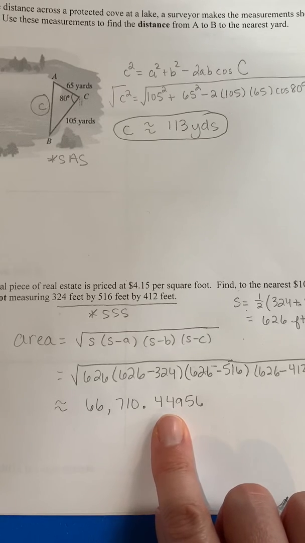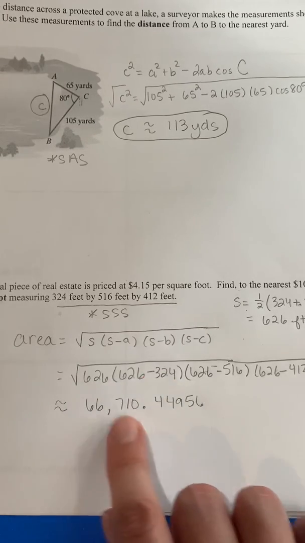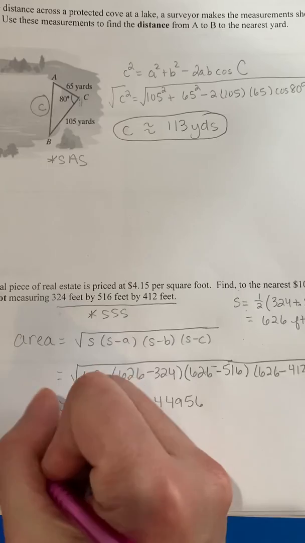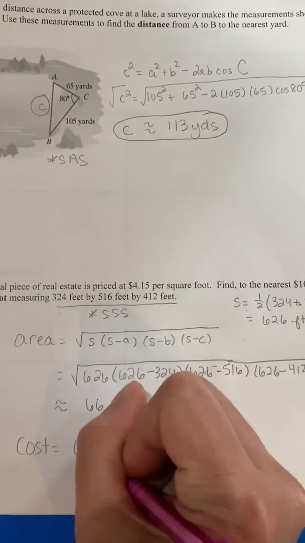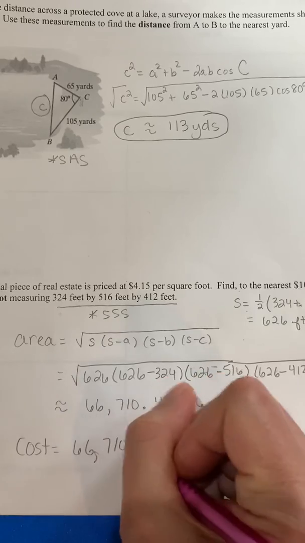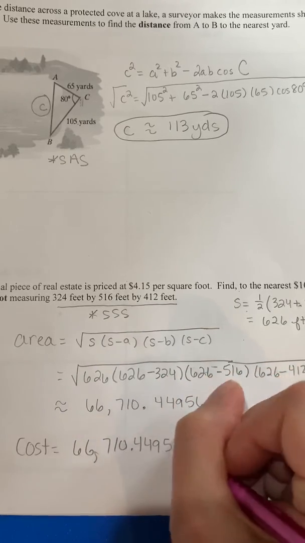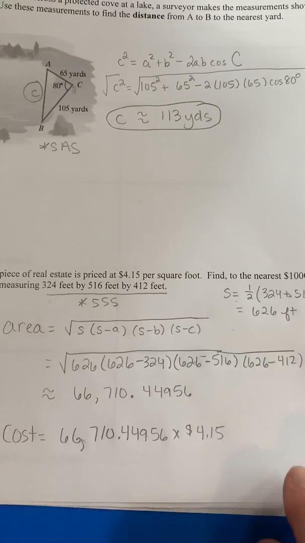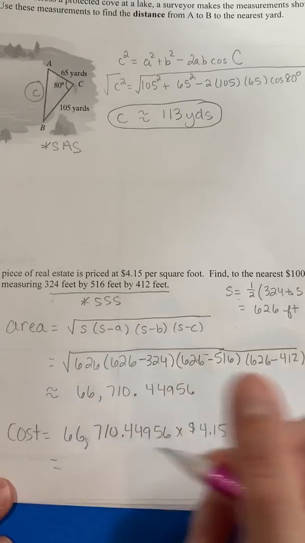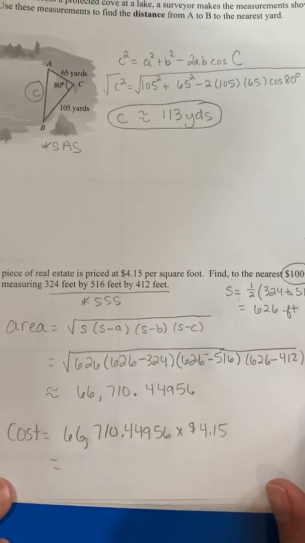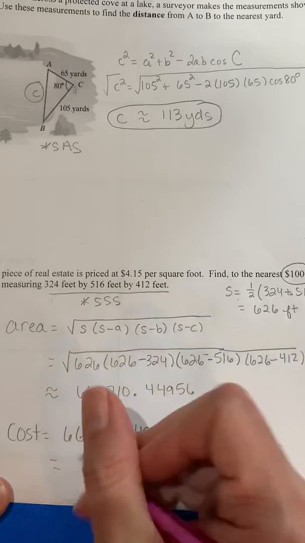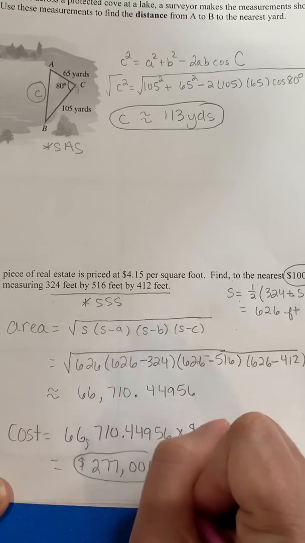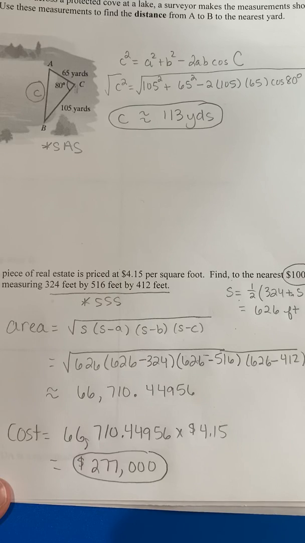At this point, it should be pretty easy to find the cost because we know that it's $4.15 a square foot. So to find the cost, we're going to take the area that we found and multiply it by our cost per square foot. When you do this, you want to make sure that your answer is to the nearest 1,000. So you should get $277,000 if you round that appropriately. That completes example 7.